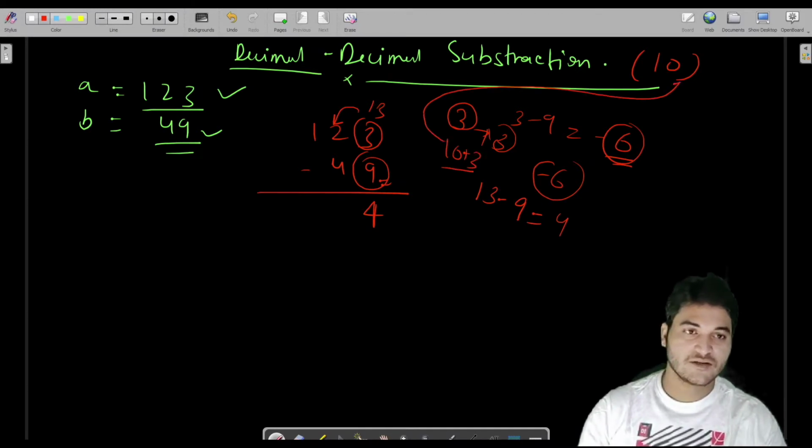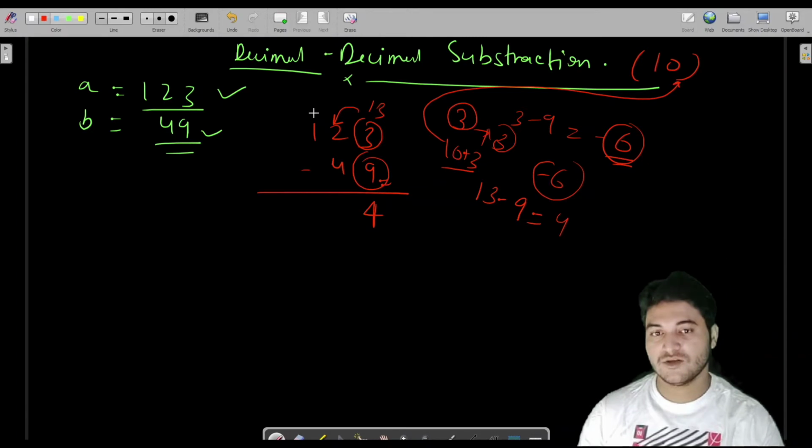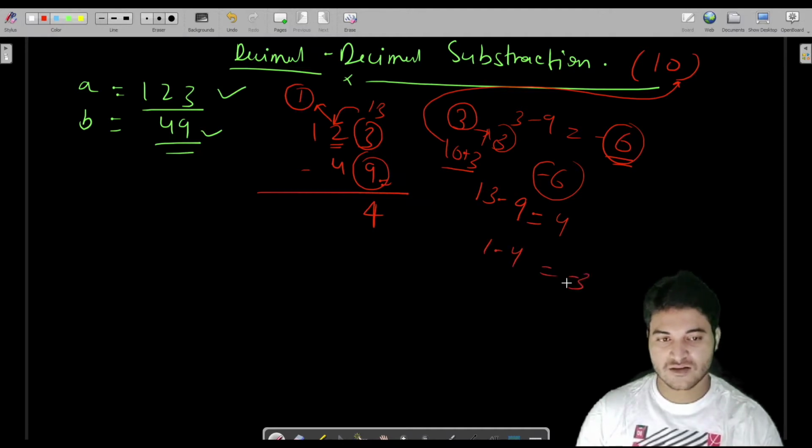which is nothing but the base of decimal numbers. We will see this if you are getting confused. So we have added 10 here. 10 plus 3 is 13 minus 9, which is 4. Now what is here? We have already taken one borrow from here. Now this 2 becomes 1. Fine. So we need to subtract 4 from 1. So 1 minus 4 is minus 3. Again our result is in the negative form.